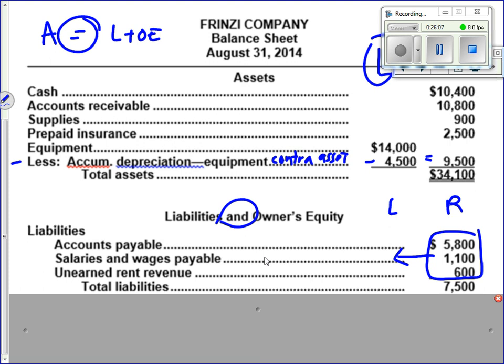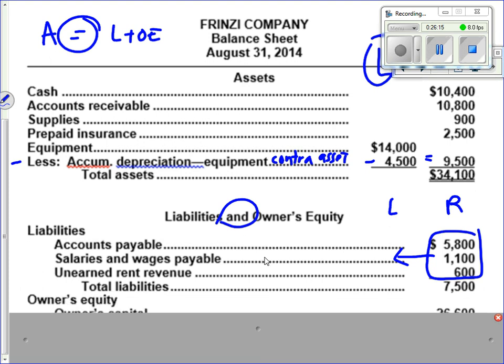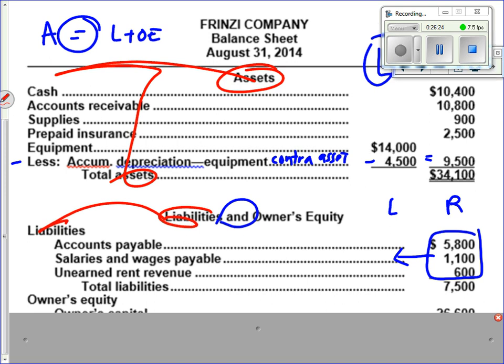What's the next heading you think we're going to use? Owner's equity first. I want to show you a way to remember that. Assets, here they are, total assets. Liabilities, here they are, and total liabilities. Owner's equity. So the headings kind of match each other.